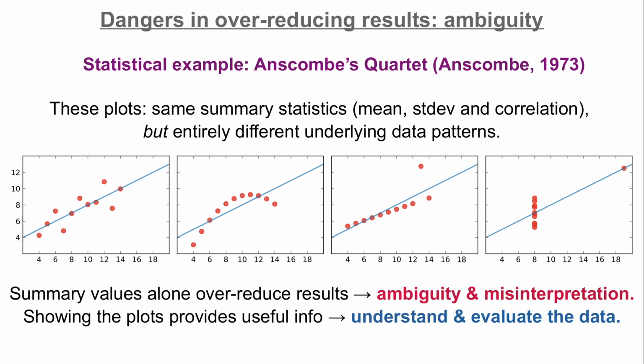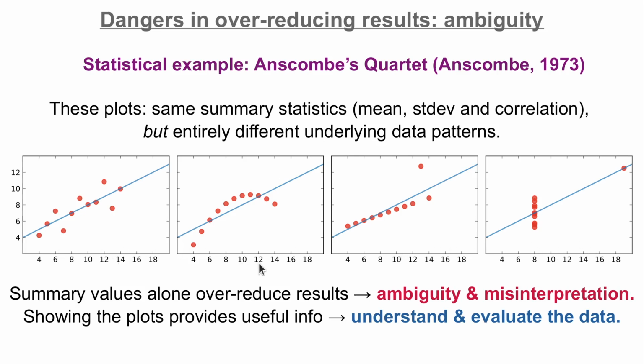Okay, so let's talk about ambiguity and clarity and how thresholding is affected by that. Before we get into neuroimaging, I want to go back to a kind of famous statistical example called Anscombe's quartet. These plots all have the exact same set of summary statistics: mean, standard deviation, and correlation. Obviously, though, we can see that the underlying data have very different patterns.